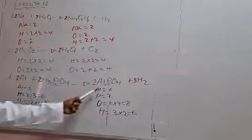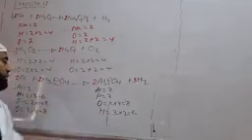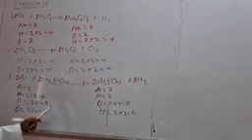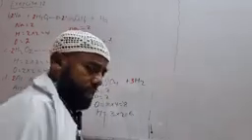Now aluminum 2 in the product. In the reactant hydrogen is 6, hydrogen in the product is 6. Phosphorus 2, phosphorus is 2. Oxygen is 8, oxygen is also 8. Therefore the equation is balanced. Okay.